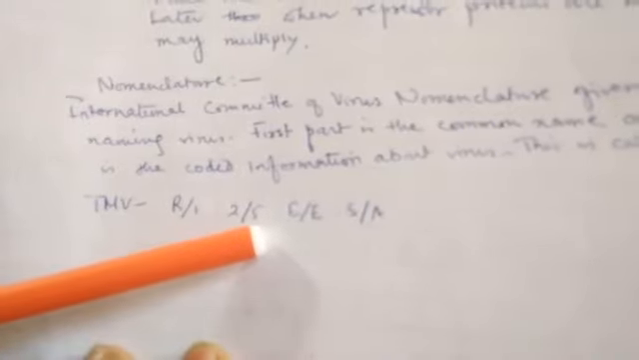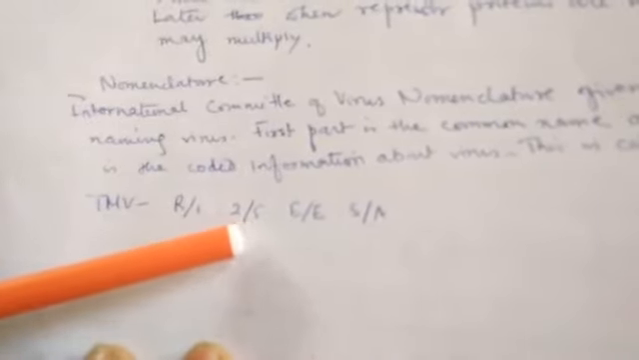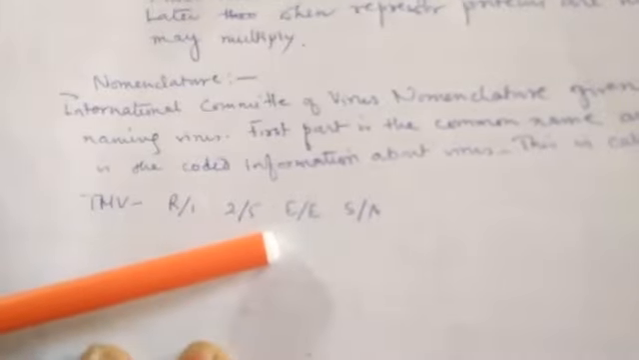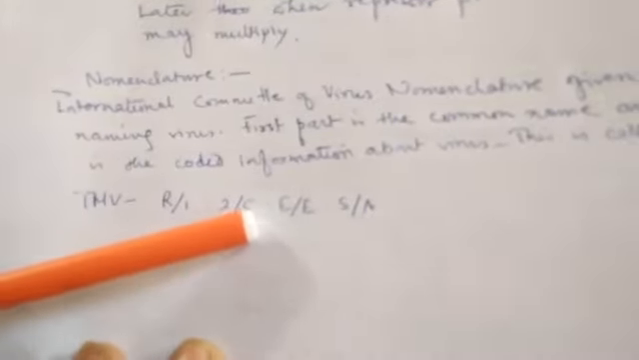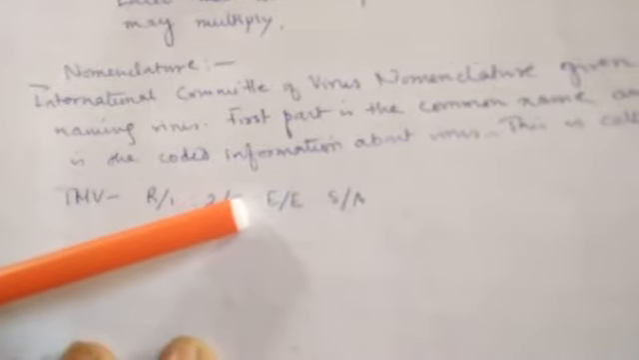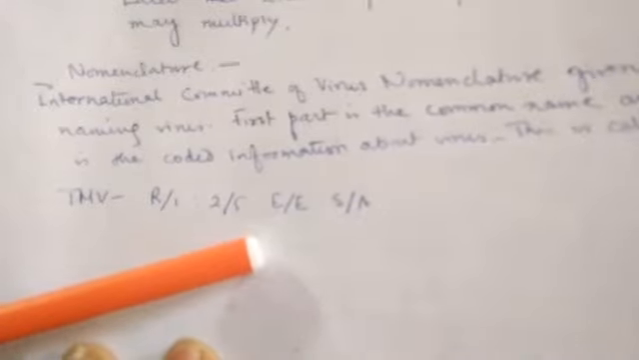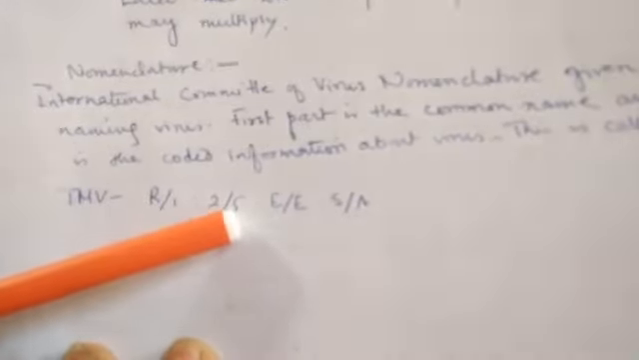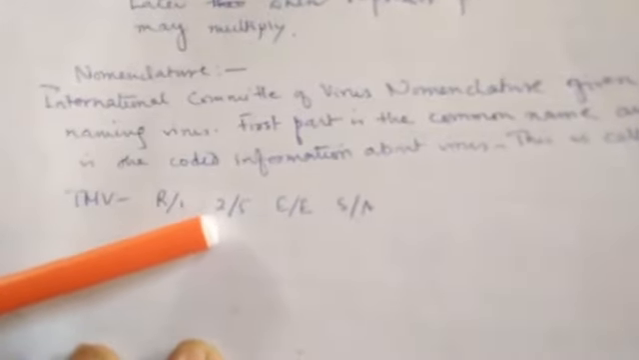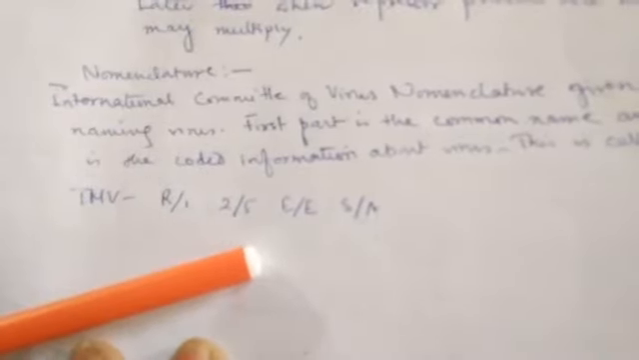The second pair represents the molecular weight of the nucleic acid and the amount of nucleic acid expressed in percentage. Clear? So here the molecular weight of nucleic acid is 200,000, which is represented by 2, and the amount of nucleic acid is only 5%, that is represented by 5. So the second pair indicates the molecular weight of the nucleic acid and the amount of nucleic acid present in percentage.